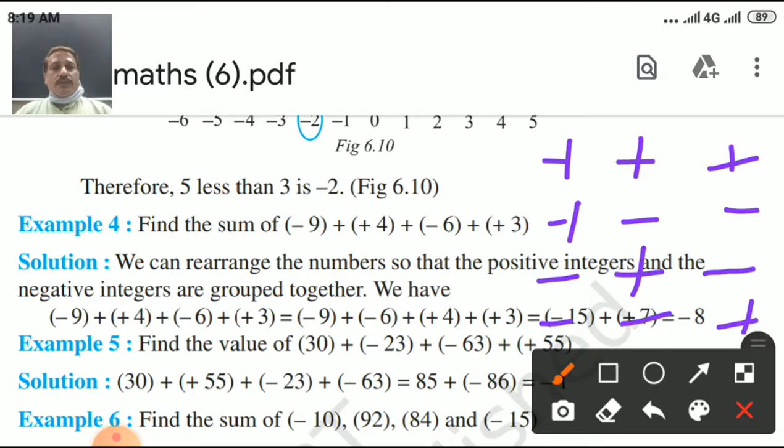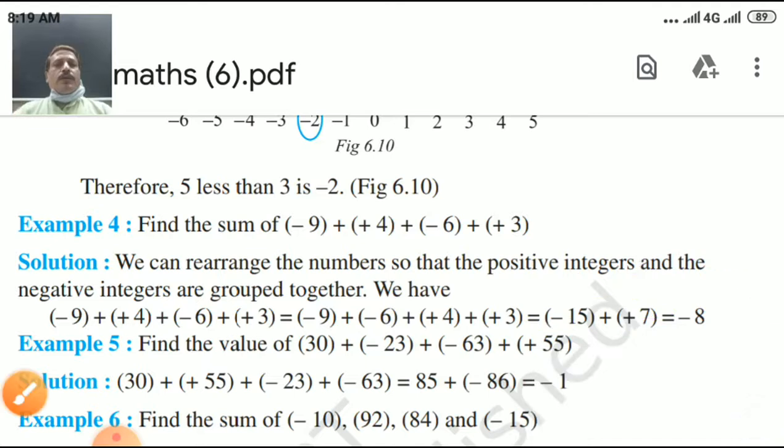You remember this one. Whenever two numbers are there, both are minus, that will be plus. Or if any one sign is minus, then the answer is minus. So here, the fourth one, you will get minus 8. Or you can add up all the minus numbers, and add up all the positive numbers, and then subtract. Finished.